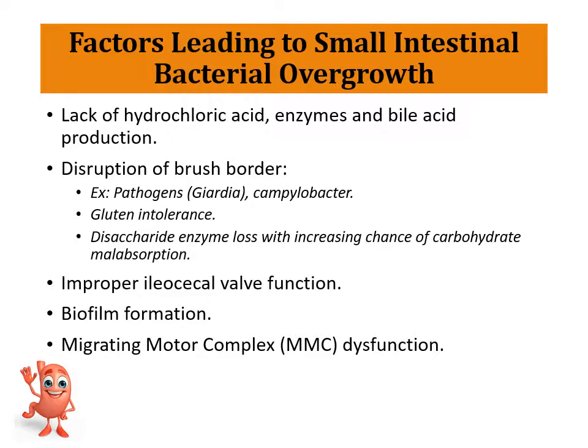Now, there are a number of different factors that can lead, again, to small intestinal bacterial overgrowth. Digestive system problems occurring in the stomach. Lack of hydrochloric acid, for example, can contribute. People who are on proton pump inhibitors to reduce stomach acid can be a cause. The diminishment of pancreatic enzymes can also trigger SIBO. The disruption of what's called the brush border, the lining of the small intestine. That can occur from food intolerances, and from other pathogens like parasites or other bacteria. As I mentioned before, improper ileocecal valve formation, biofilm formation occurring in the gut, and then a defect in the migrating motor complex.